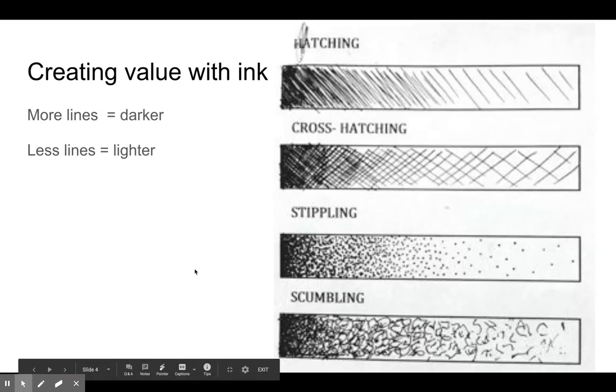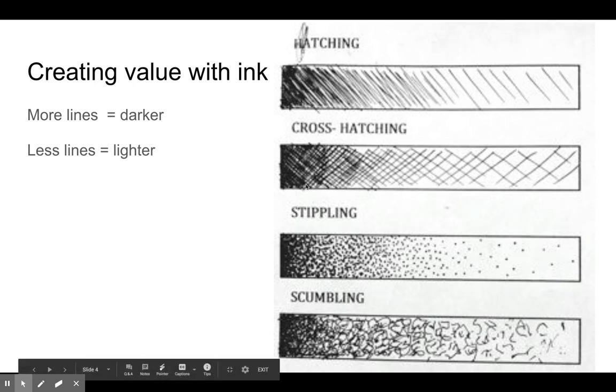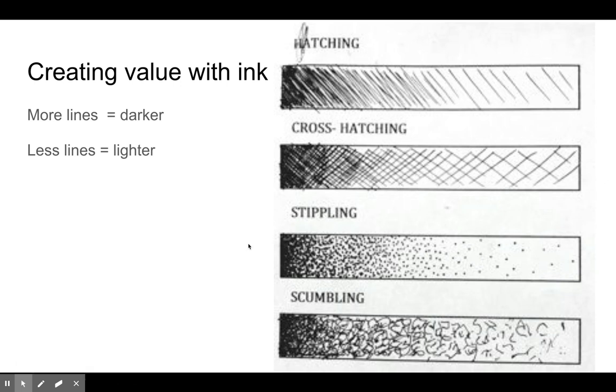Okay, so like I was saying, there's different techniques to create value with ink. So you notice on this side of this image, these are darker and then they get lighter. So my basic tip for this is that the more lines there are, the darker it's going to be. So see, there's a lot of lines here, so it's darker, and the less lines there are, the lighter it's going to be. Pretty simple stuff.